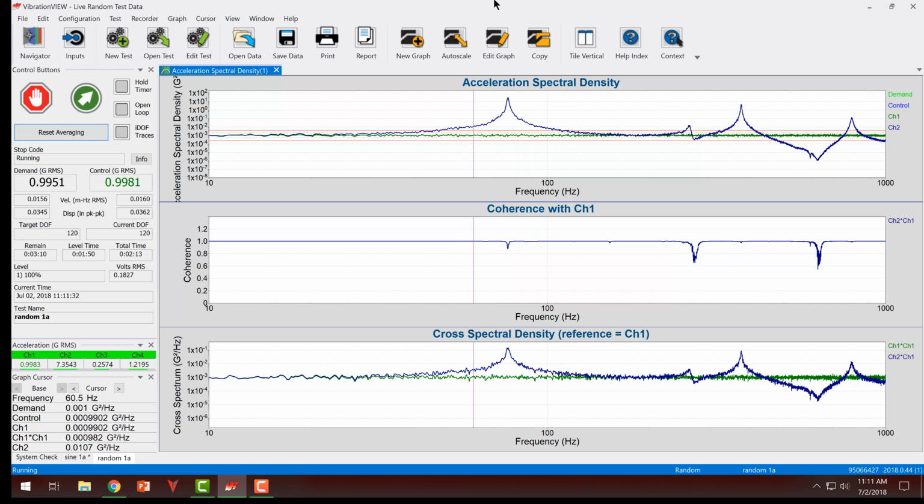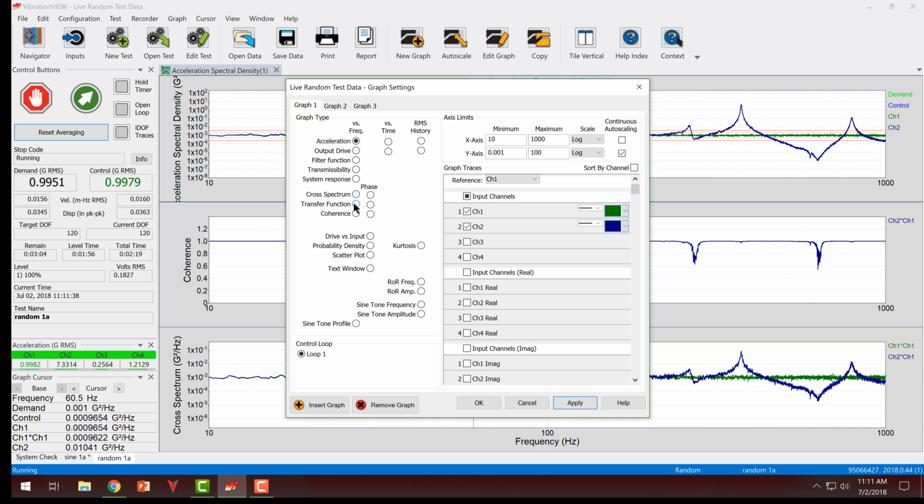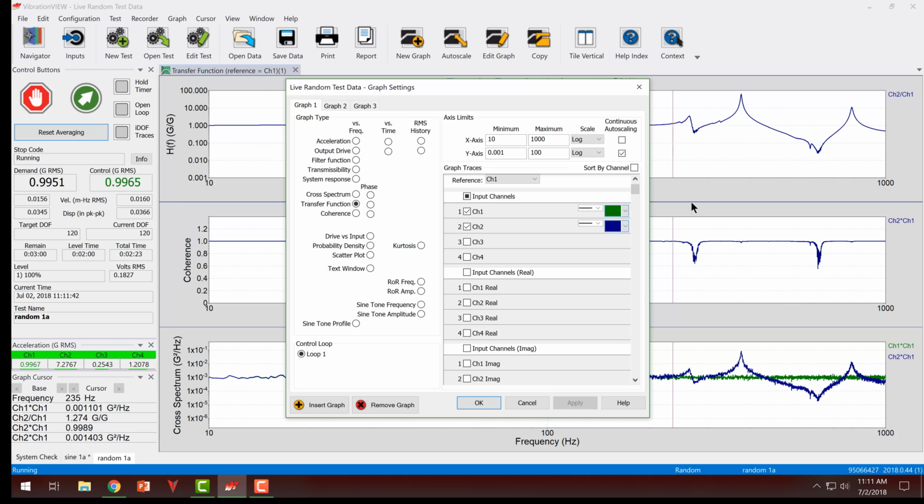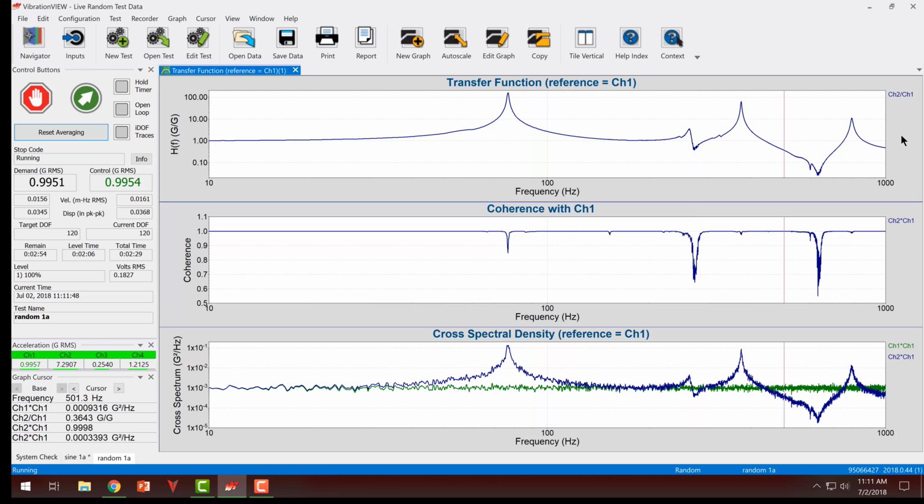And as far as transfer function is concerned, if we edit the graph, we can maybe change this one to the transfer function. Apply that. You can see the transfer function, how channel 2 compares to channel 1 in terms of amplitude. If you want to take a look at its phase, we can add another graph.